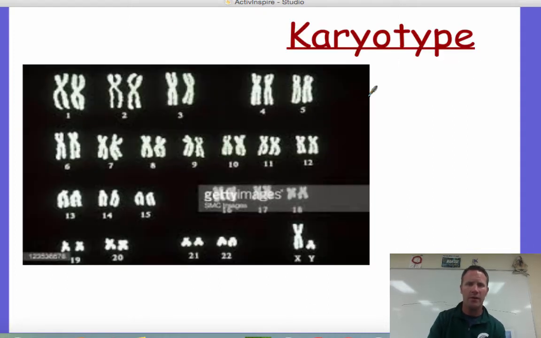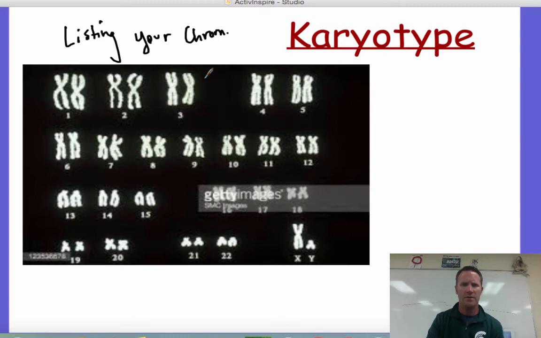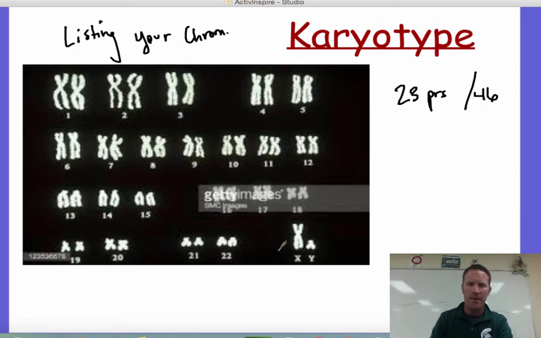All right, we also did karyotyping. We looked at different karyotypes. Remember that a karyotype is just a listing of your chromosomes. So remember that we have 23 pairs or 46 chromosomes, and that's a normal adult individual. If it doesn't have 23 or 46, then that is a mutation. It's caused by a thing called non-disjunction, and that's again how you get Down syndrome.